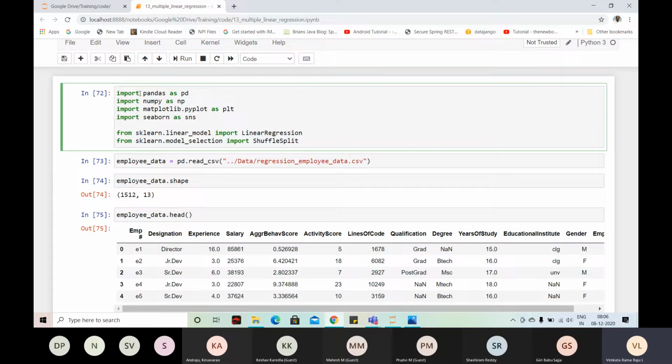So I am importing all the necessary modules here. You all know these, and scikit-learn has many modules. Linear model is one module where you have linear regression. And model selection is another module where we have splitting data, shuffling and splitting data, and data sampling mechanisms implemented. So let me execute that.